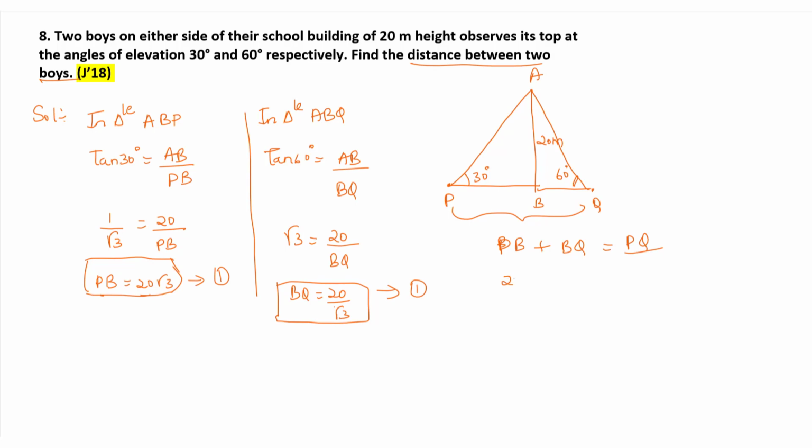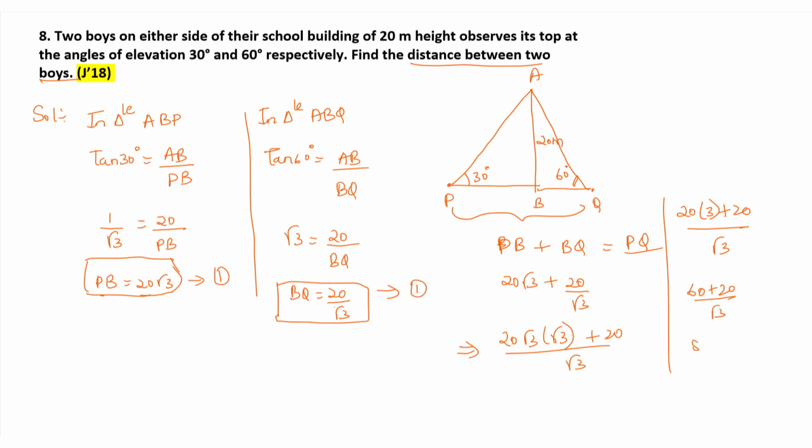Now, PB is given as 20 root 3 and BQ is 20 by root 3. By adding them, we'll get our distance between those two boys. On doing LCM, we'll get 20 root 3 into root 3 plus 20 by root 3. That is 20 into 3 plus 20 by root 3. We get (60 plus 20) by root 3, that is 80 by root 3, multiplied by root 3 by root 3. 80 root 3 by 3 is our answer. Therefore, the distance between the two boys is 80 root 3 by 3.